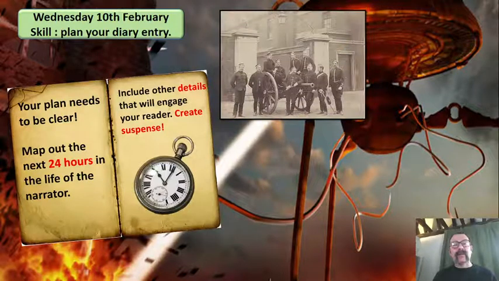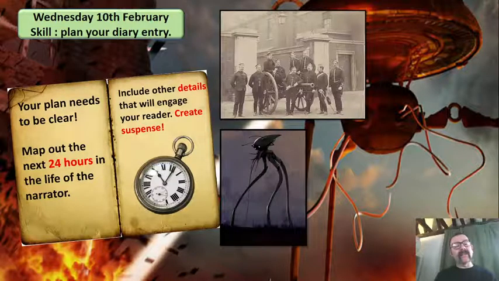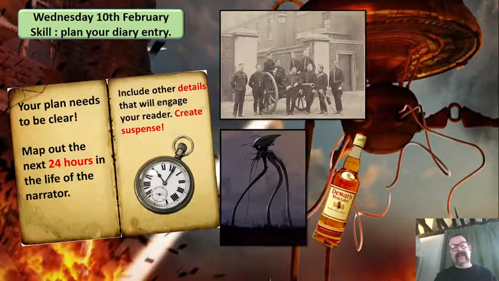So we know we need to write about the soldiers, the artillerymen. We're going to encounter a tripod. This is where I would use my descriptive vocabulary. So put in a good description of the tripod. Okay. And finally, at the end of the kind of 24 hours, this is when I sit down, I share my whiskey, and I write my diary using the past tense.